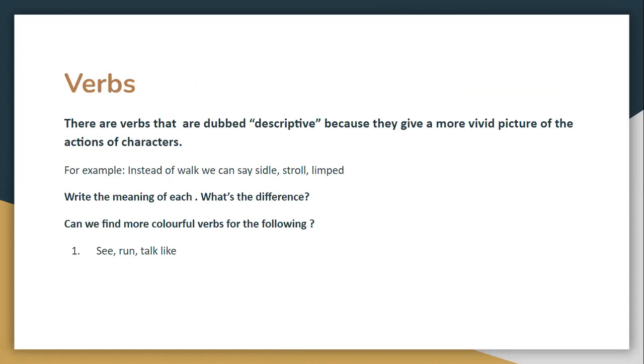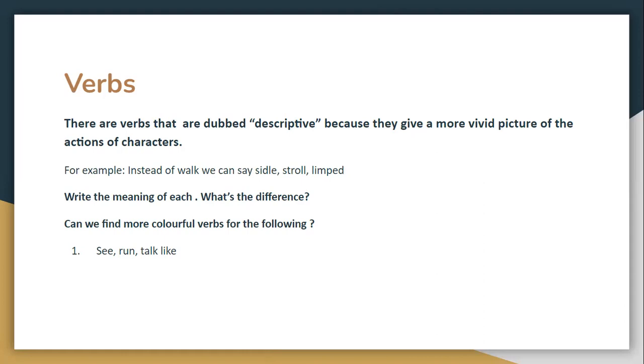Now, there are verbs that are dubbed descriptive because they give a more vivid picture to the actions of characters. Instead of using the regular verbs that we use on a day-to-day basis, we can use verbs that more clearly show the action of the character or the degree of the action. For example, instead of walk, we can say sidle, stroll, limped. Can you tell the difference between these words? Why not search and have a look through Google? Tell me what you think.